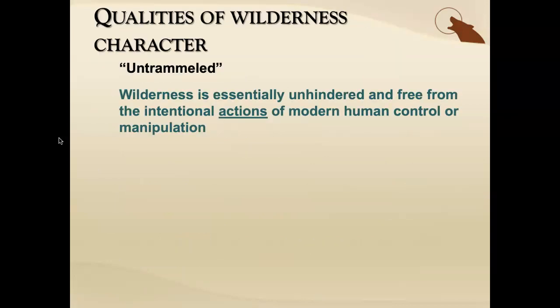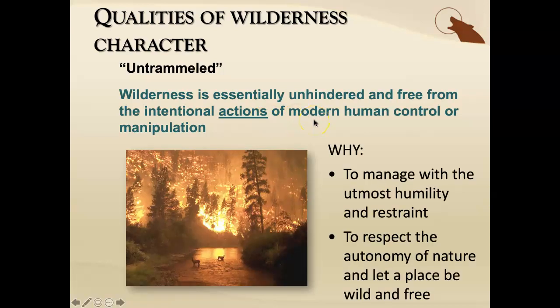The next quality of wilderness character is the untrammeled quality. And the definition, or another way to think about the untrammeled quality, is that wilderness is essentially unhindered and free from the intentional actions of modern human control or manipulation. Why does the Wilderness Act include this? The idea behind it is to manage wilderness with the utmost humility and restraint, and also to respect the autonomy or freedom or agency of nature, and really let a place be wild and free. That was the thinking behind this word untrammeled.